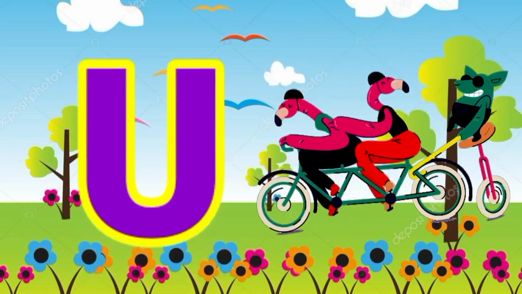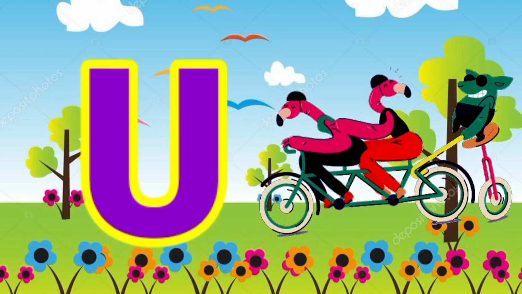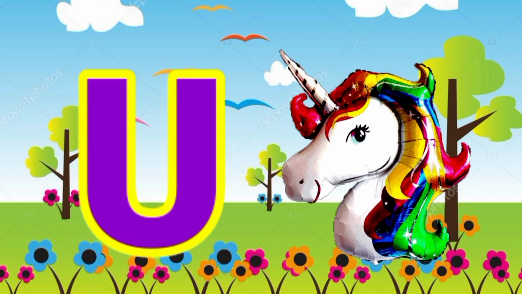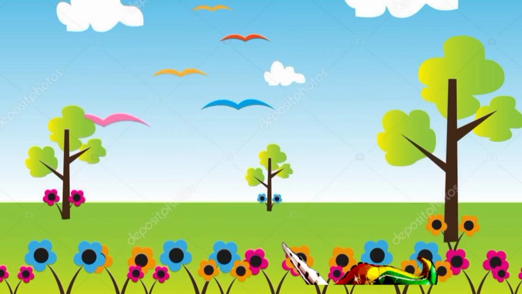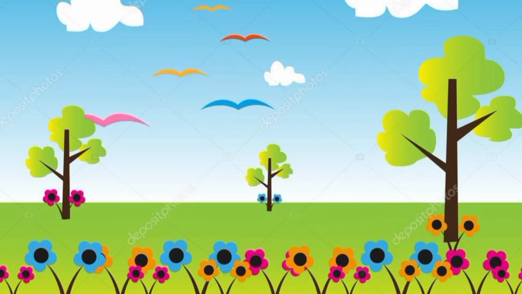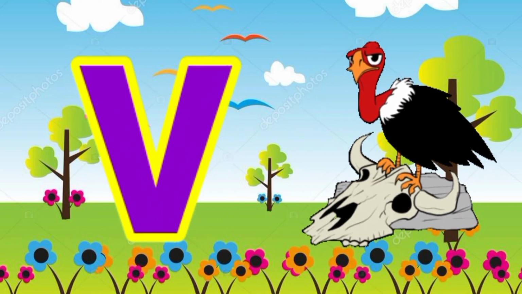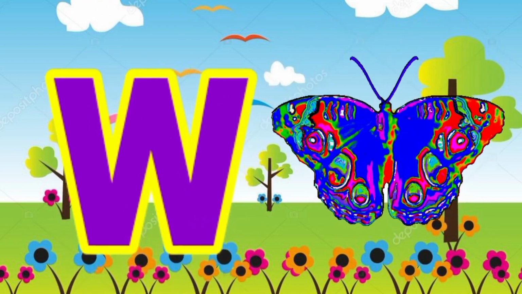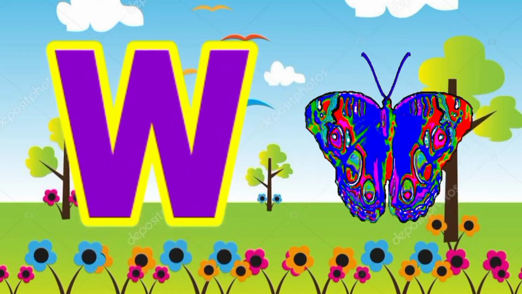U for unicycle. U for unicycle. U for unicorn. U for unicorn. V for violin. V for violin. V for vulture. V for vulture. W for wings. W for wings.